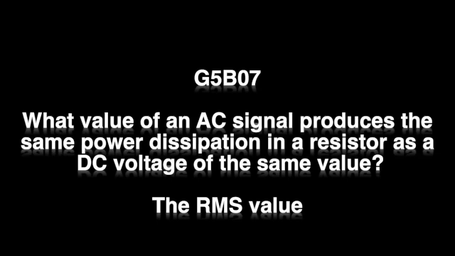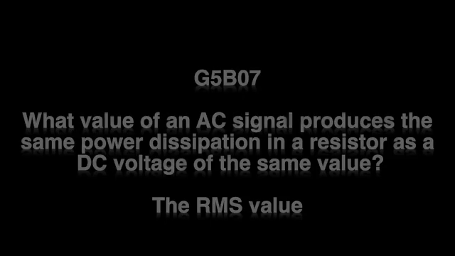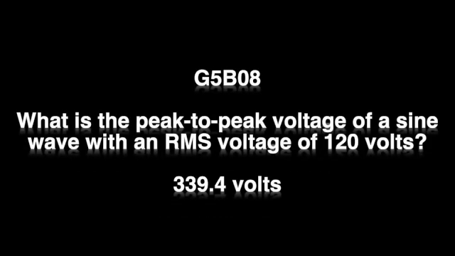G5B07. What value of an AC signal produces the same power dissipation in a resistor as a DC voltage of the same value? The RMS value. G5B08. What is the peak-to-peak voltage of a sine wave with an RMS voltage of 120 volts? 339.4 volts.